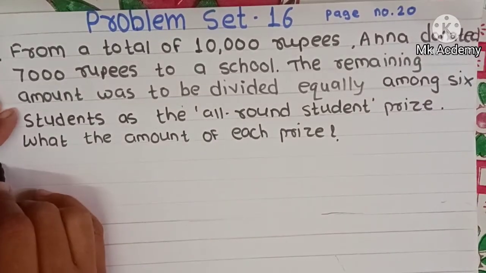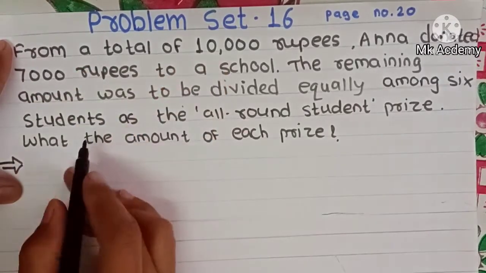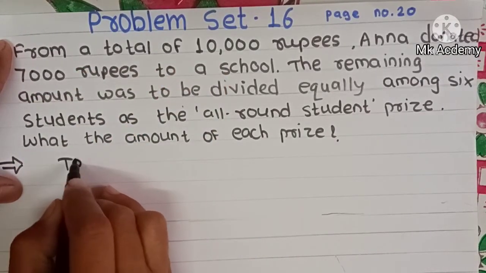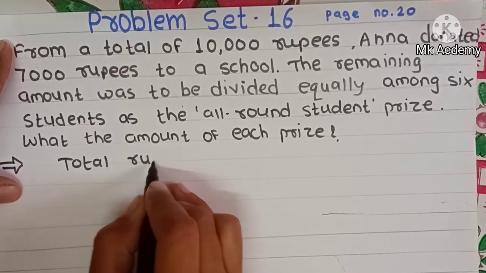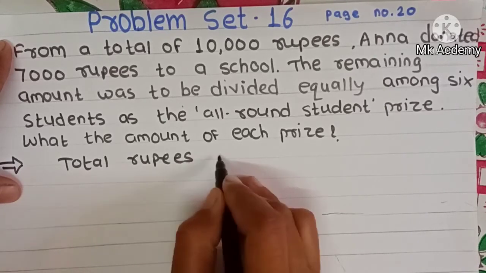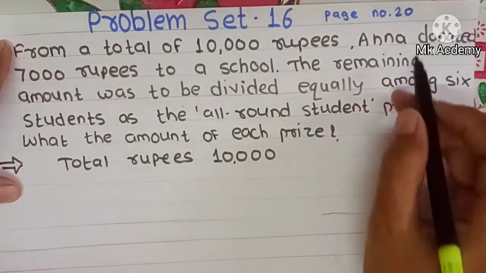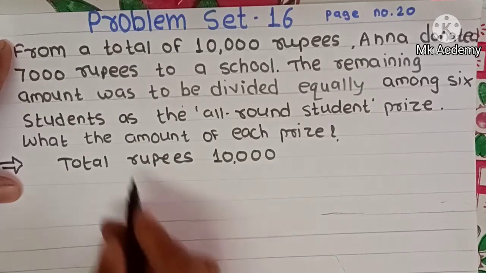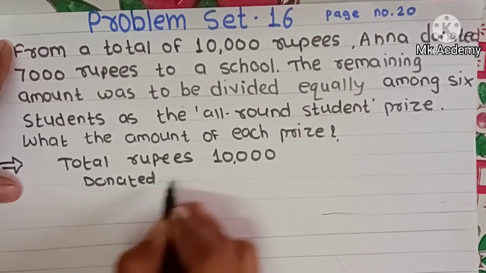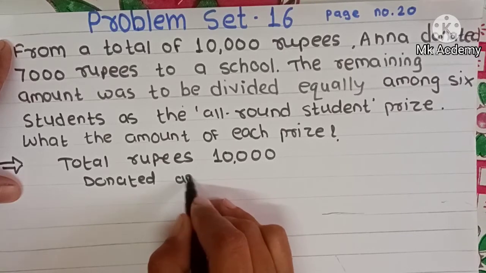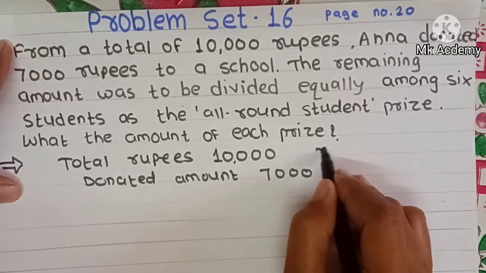Now let's solve. What is given? Total rupees. How many rupees total? Total rupees 10,000. Anna donated 7,000 rupees. Donated amount, 7,000 rupees.